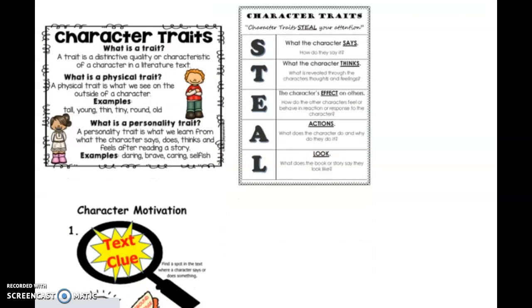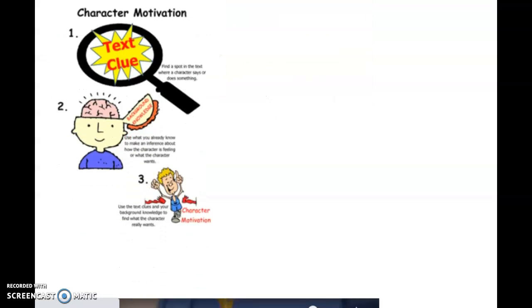Now, I talked about motives in our target. When we are looking at character motivation, we want to know why the character is doing what they're doing, okay? Well, how do I even figure out the character's motivation? You want to find a spot in the text or the play where the character says or does something, okay? Then you want to use, again, your background knowledge, what you know, to make an inference about how that character is feeling or what the character wants, possibly, okay? Then you're going to use those clues and your background knowledge to find what the character really, really wants.